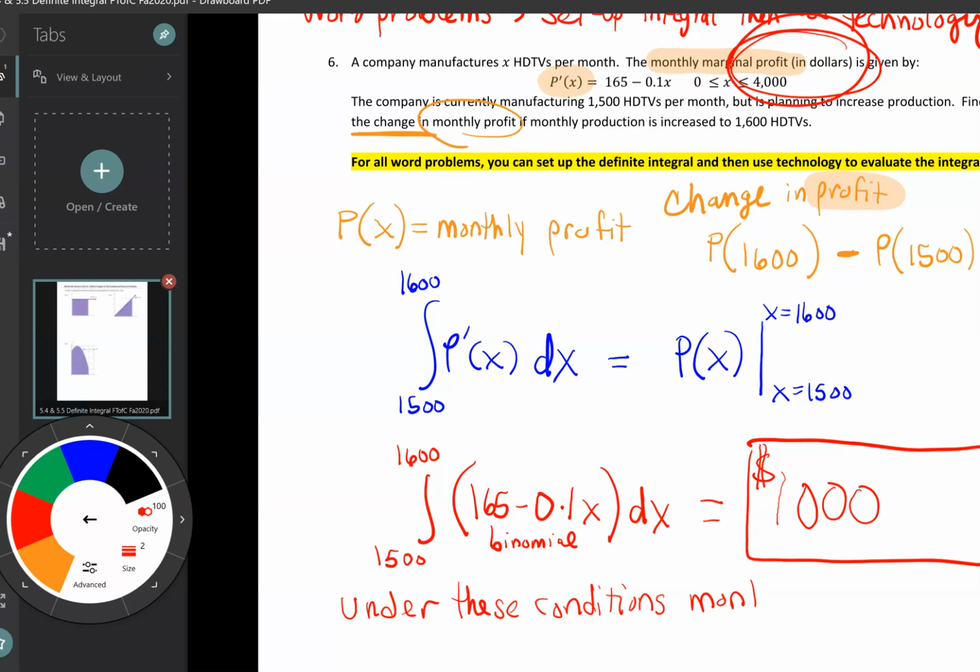monthly profit would increase, because it's positive, by $1,000. Not bad. Not horrible with technology.